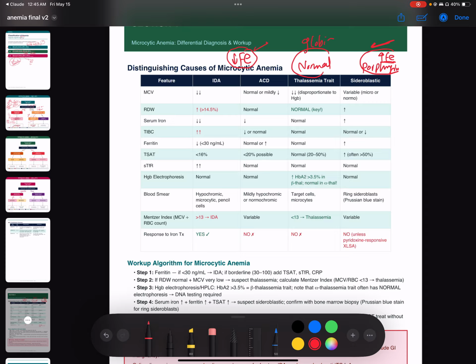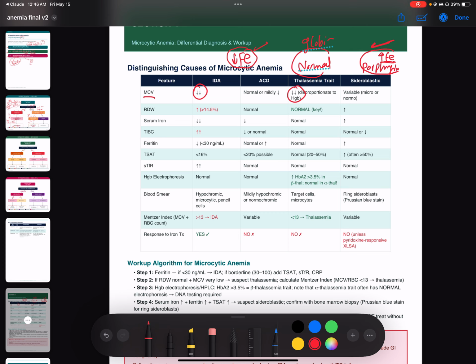So between IDA, ACD, thalassemia, and sideroblastic anemia, MCV can be low in all of them, right? But usually in IDA and thalassemia it will be more decreased. And actually, thalassemia decreases the MCV way more than the IDA. Why?